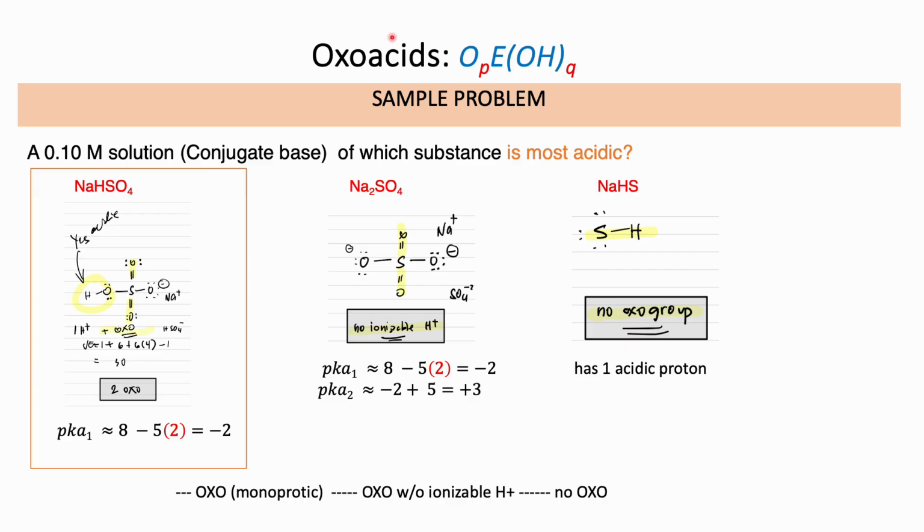Actually, this one is basic. Your sodium sulfate has no ionizable proton on it, so it is not acidic. Remember, this could actually appear in your boards. You have a monoprotic oxo acid, an oxo without the ionizable H, and no oxo at all.